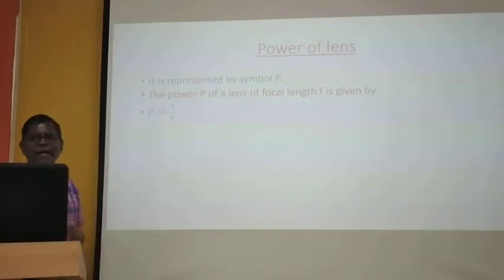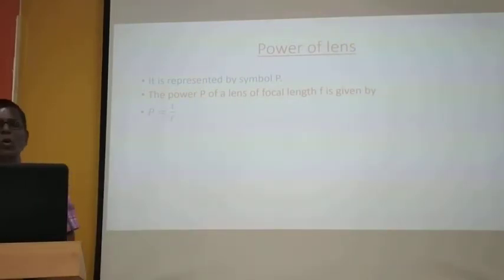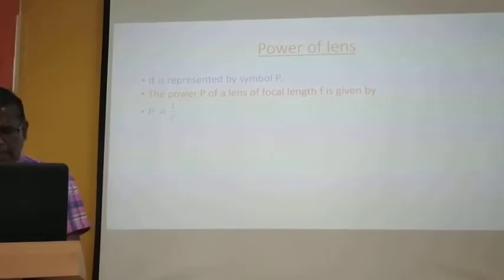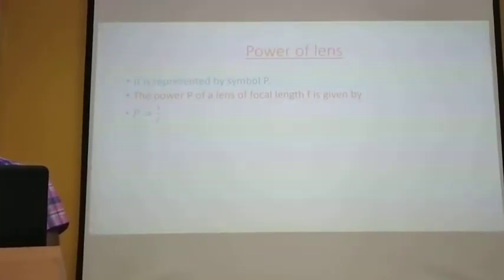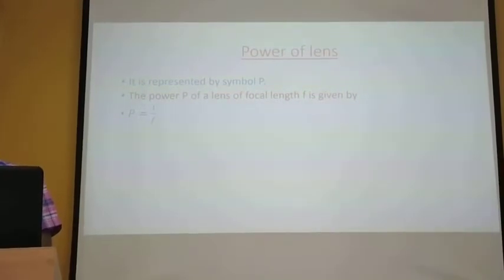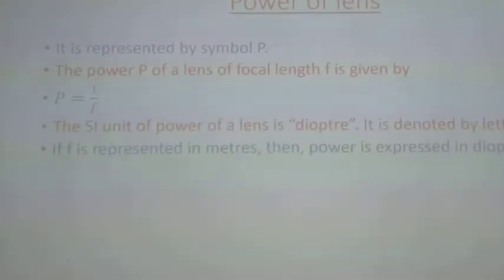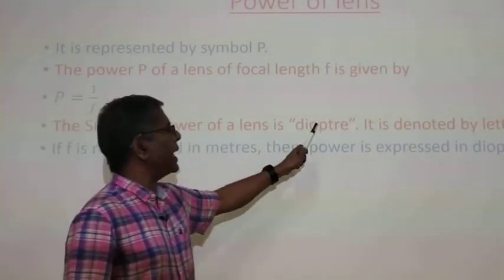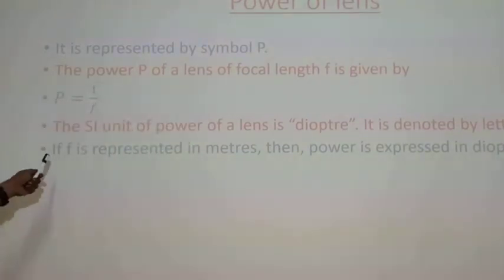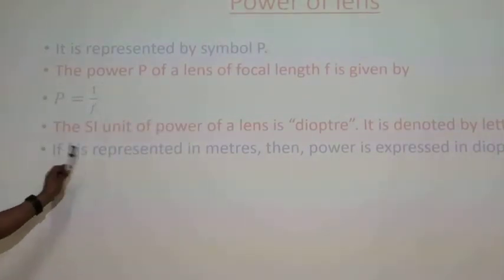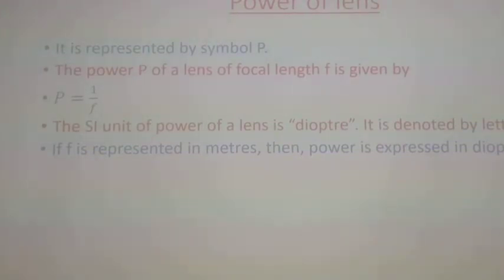The only point is you have to convert F into meters. If the focal length is given in centimeters, divide it by 100 to get meters and apply the formula P = 1/F. The SI unit of power is the diopter, denoted by D. That means if F is represented in meters, then the power is expressed in diopters.